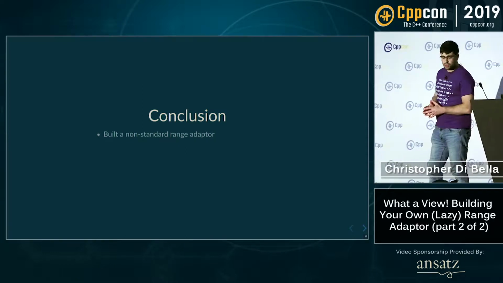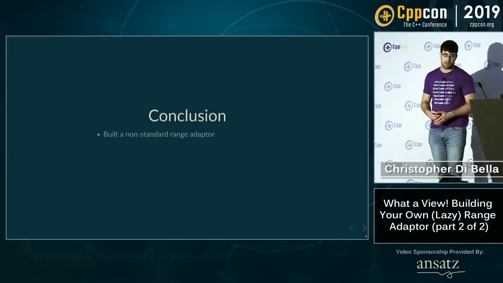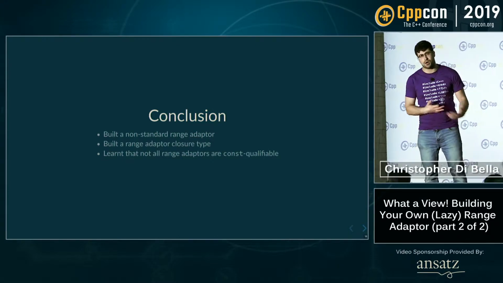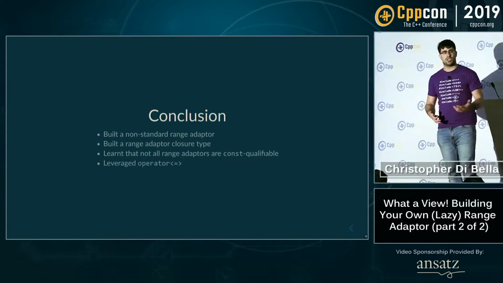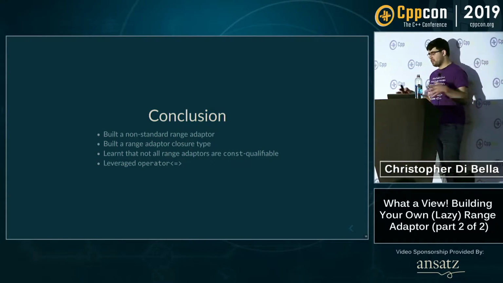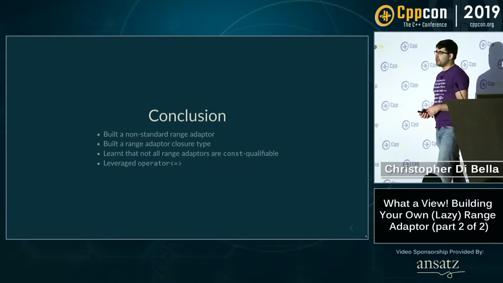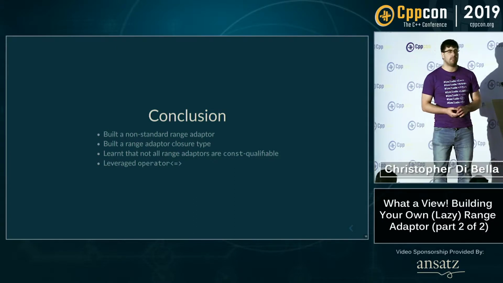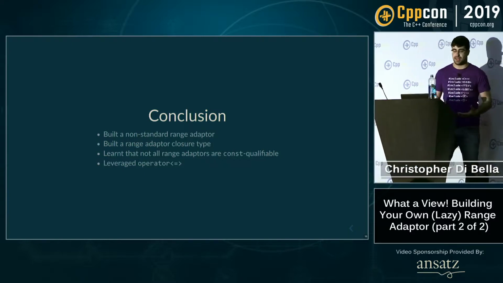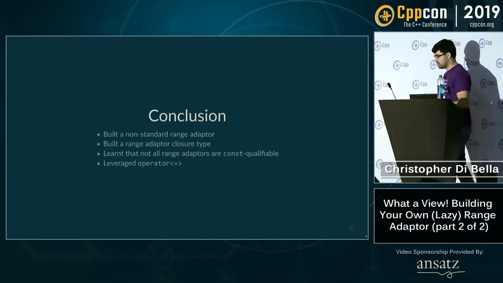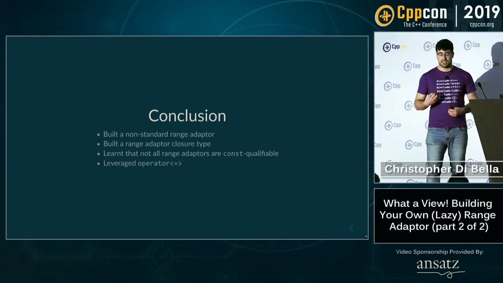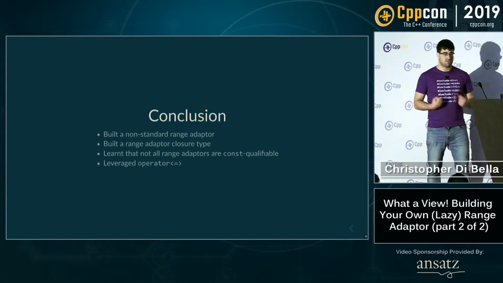So in conclusion, we built a non-standard range adapter. We built a range adapter closure type. We learned that not all ranges are const-qualifiable, and we leveraged the spaceship operator to make things a little bit easier. Furthermore, from the previous session, which kind of blended with this session a bit more than I was anticipating, we learned that iterators are fundamental to developing a basis for ranges, as are sentinels. They go hand in hand with ranges, and although we don't need to use them as much in our user-based code, they're absolutely important and essential for building range-based abstractions.